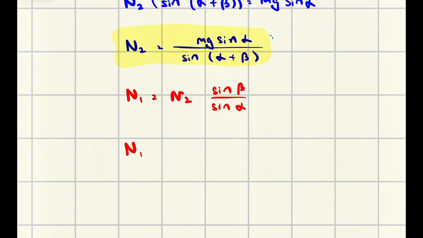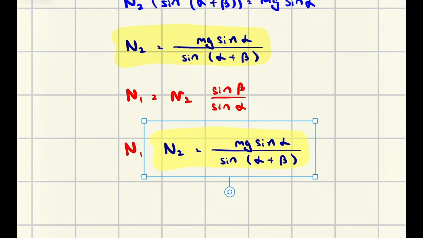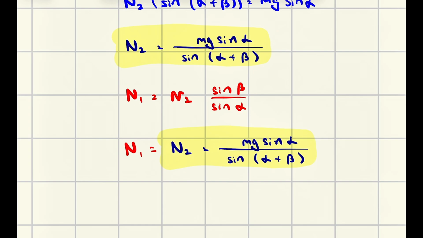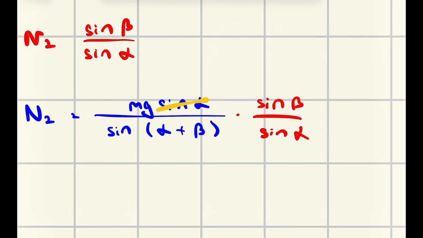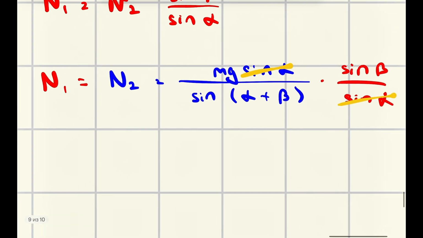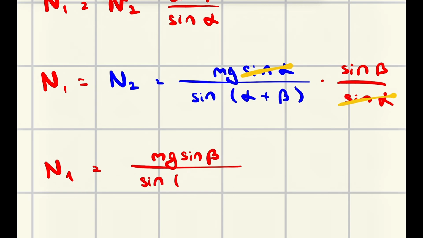Let me bring this answer, just copy it, so you understand better. This is just the equal sign. Let me take this off. And we've got also sine alpha, sine beta, and here sine alpha. If you can see this thing, those two are going to cancel each other out, sine alpha and sine alpha. And we would have something very close to that answer, but instead of mg sine alpha, we will have mg sine beta. And here below we've got the same denominator, which does not change, sine alpha plus beta. So this is our answer number 2.